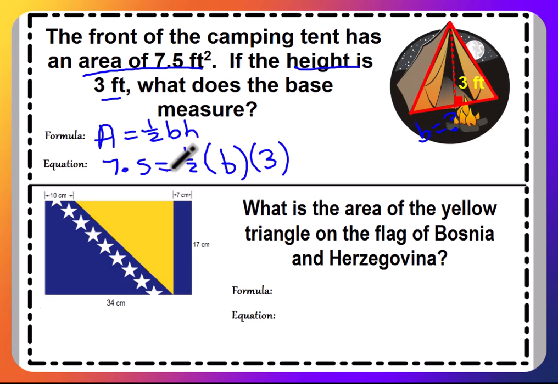We, of course, want to isolate the B, right? I'm going to take my half of 3. No, 3 is not an even number, so it's going to be a little bit more difficult. But I think we pretty much know that half of 3 would be 1.5. Since I'm kind of out of room, I'm going to move up here. So my 7.5 is going to equal 1.5 B. Okay, now isolate the B. I divide both sides by the 1.5.